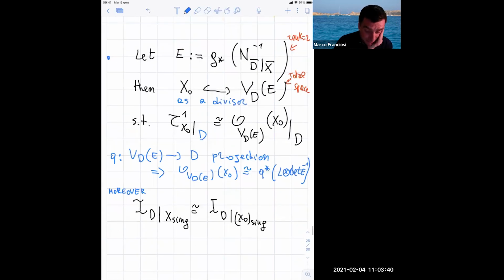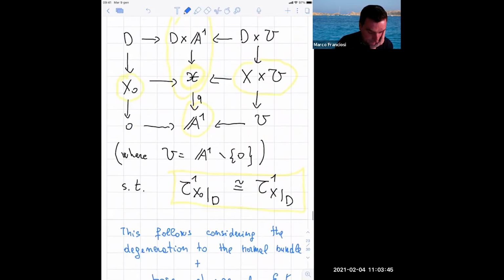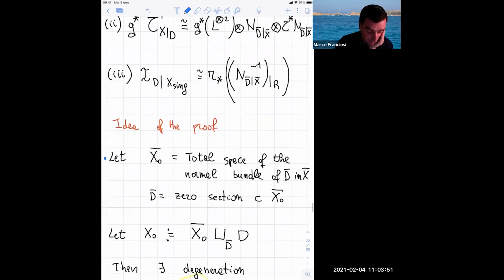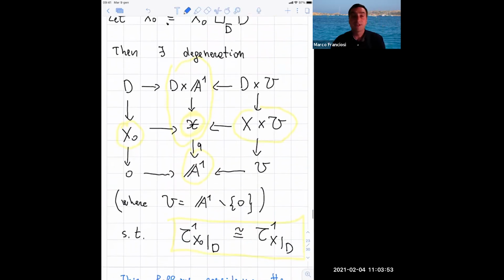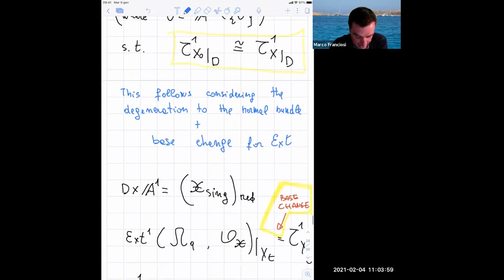So let's go back if you want here. So this is the tricky part of the proof. So we have this degeneration to the normal cone, and we have this base change part. And the description of this can be made using the stuff of derived categories, around the cotangent complex of the map. This is the important thing.